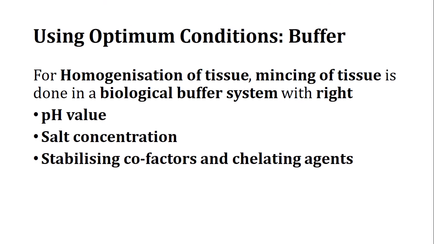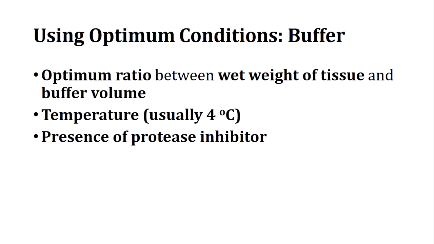Now, one thing is quite highlightable again, for homogenization of tissues. The mincing or the crushing of tissue is done in a biological buffer system that should have the right pH value, salt concentration, and stabilizing cofactors and chelating agents. These things are supposed to be present, and all of them have particular functions. If you talk about the optimum condition, there should be a proper ratio of wet weight and buffer volume. There should be a proper mixture of homogenate. That's how we can prepare.